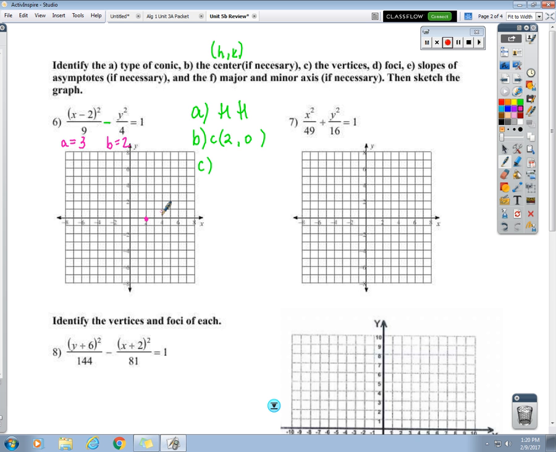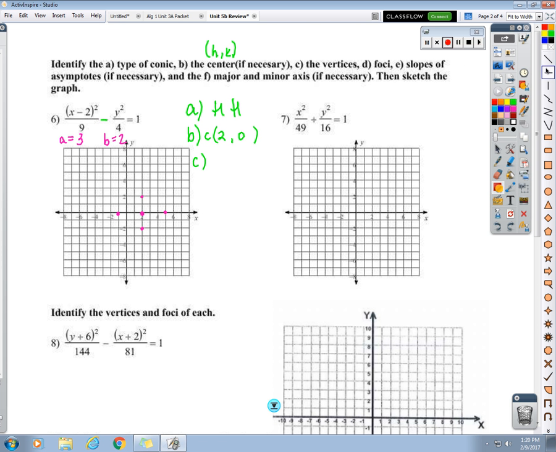What was the B value? 2. So, from the center of the hyperbola, which ways are we going to go three units? Left and right, and how do we know that? It's under the x. So, since that 3 is under the x, you'll go right 3 from the center, and you'll go left 3 from the center. And then 2 came out from under the y, so you'll go up 2 from the center, and down 2 from the center. Now, those 4 points allow you to make your box.